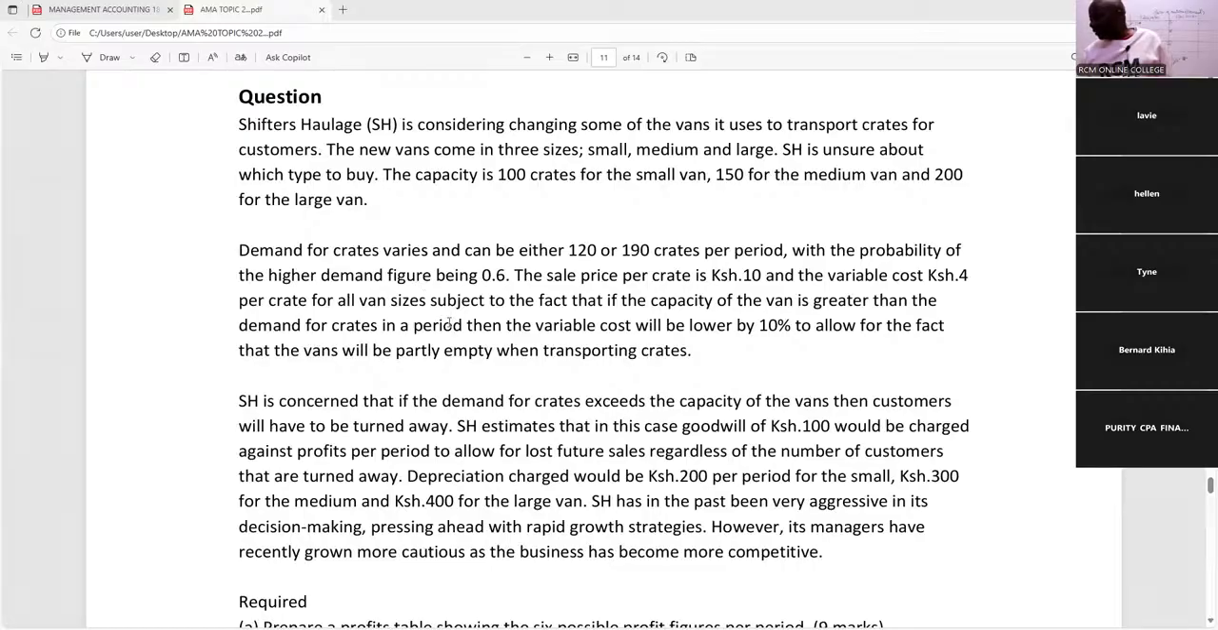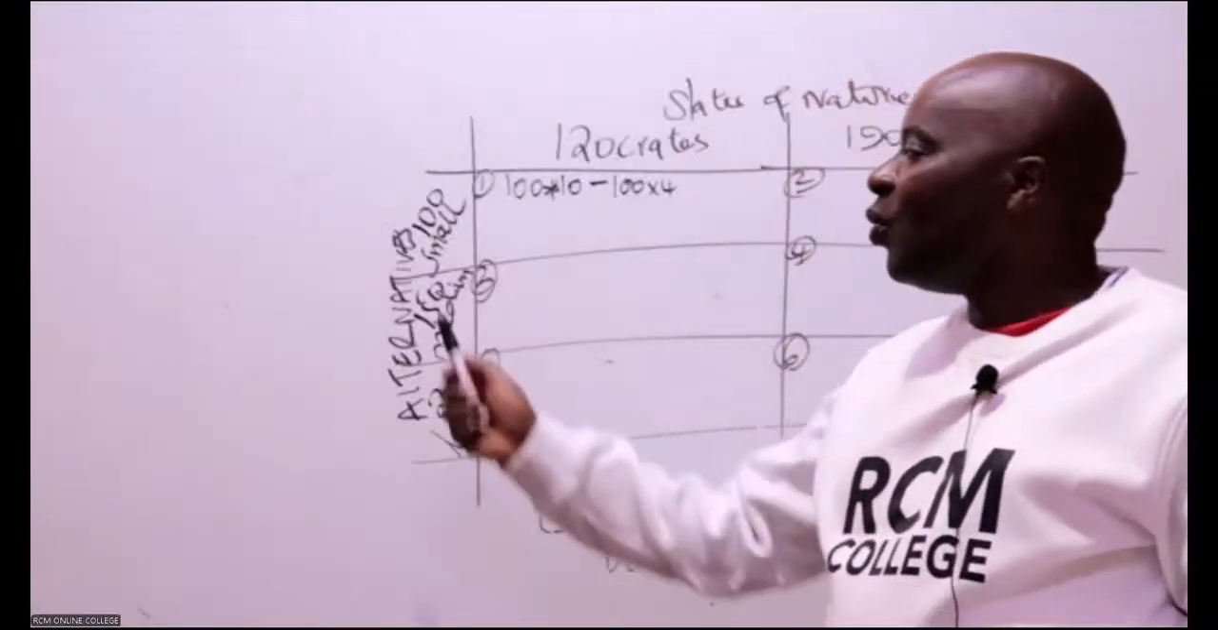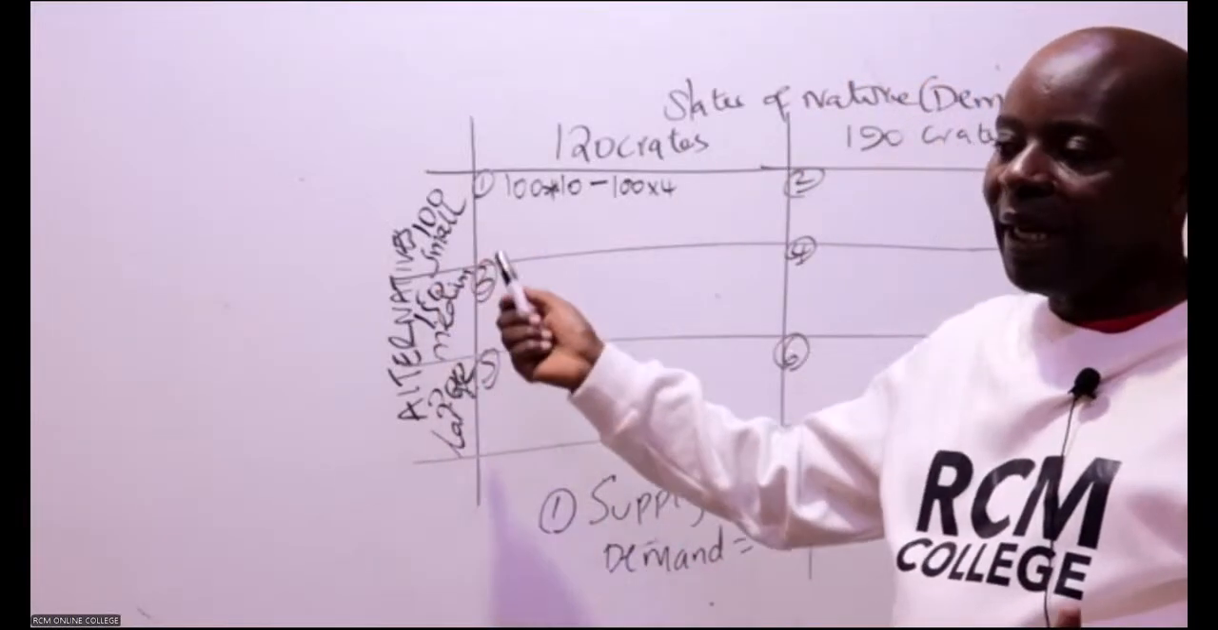There is a place where they have given a selling price here. The sales price per crate is 10, and the variable cost is 4. So then I'll take 100 times 10. And the variable cost in this case, you can see, will be 100 times 4. Because always the variable cost will be pegged on what we are carrying, what we are supplying.